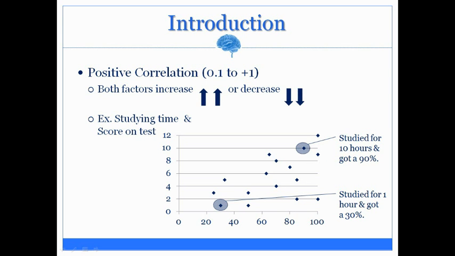The variable 1 increases as variable 2 also increases. So as studying time increases, score on a test increases. Or you could say the opposite. As score on a test decreases, as you go down here, the amount of studying time also decreases, as demonstrated here. Okay?